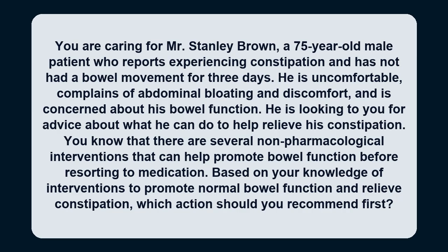Question 2. You are caring for Mr. Stanley Brown, a 75-year-old male patient who reports experiencing constipation and has not had a bowel movement for 3 days. He is uncomfortable, complains of abdominal bloating and discomfort, and is concerned about his bowel function. He is looking to you for advice about what he can do to help relieve his constipation. You know that there are several non-pharmacological interventions that can help promote bowel function before resorting to medication. Based on your knowledge of interventions to promote normal bowel function and relieve constipation, which action should you recommend first?